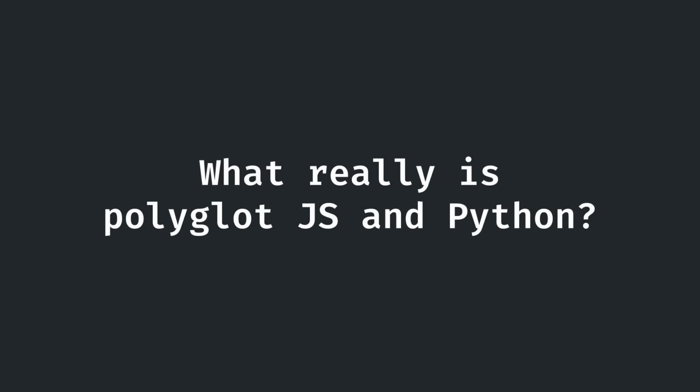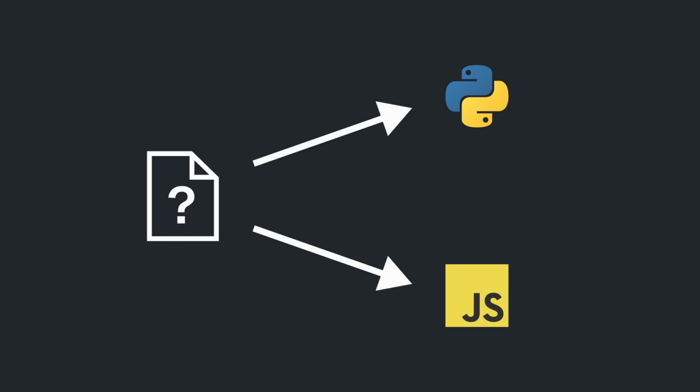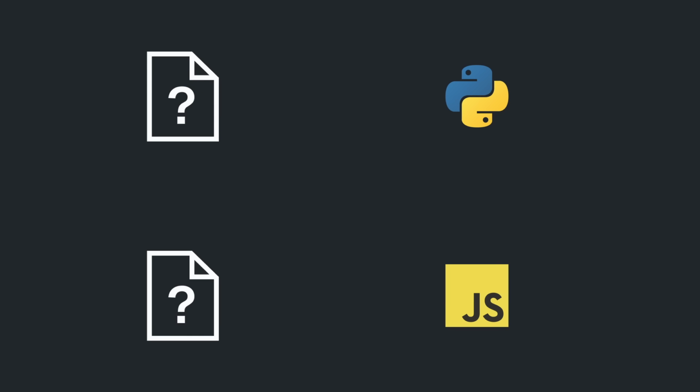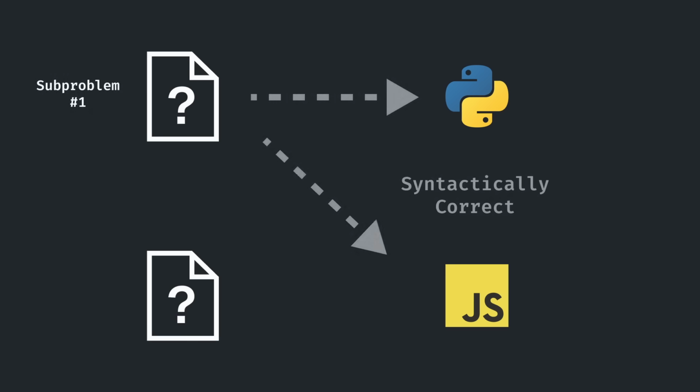The first thing that we have to do when approaching a polyglot program is to refine the way that we look at it. Instead of thinking about how we can make one piece of code that works in both languages and can run differently in both languages, we can break it down into two subproblems. First, write a program that is syntactically correct in both languages, but does nothing in JavaScript and runs what I want it to in Python.